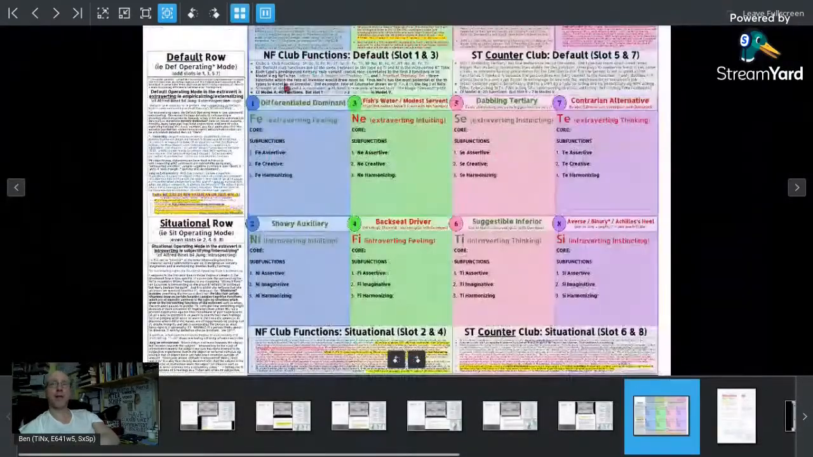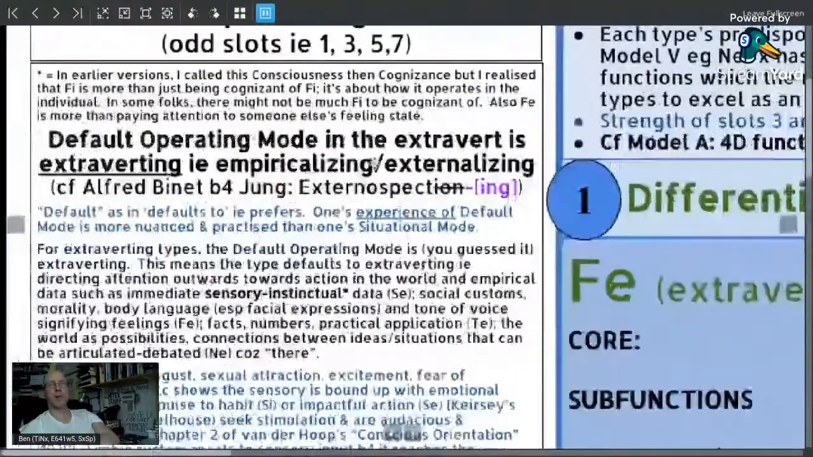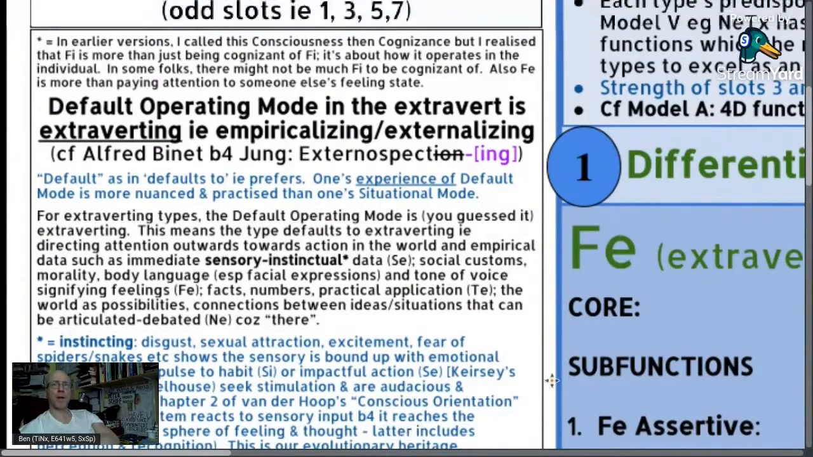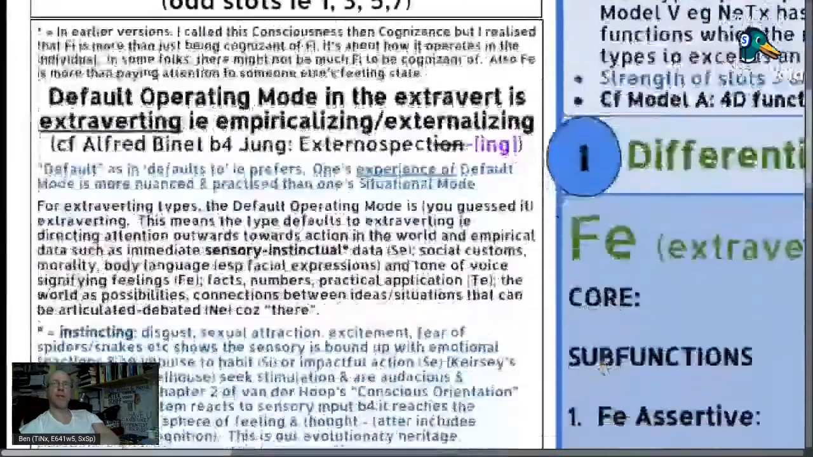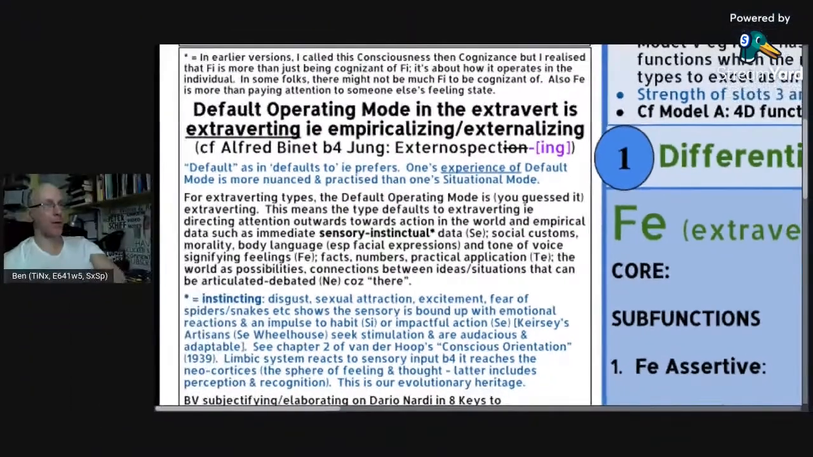So I have an explanation here of extroverting in the ENFJ. So if you want to pause that. So, right, there we go. So again, default operating mode, modus operandi. It's like I said here, disgust, sexual attraction, excitement, fear of spiders, snakes. So it's like, that's not FE or FI, that's something separate. Wait a minute, I need to do this.